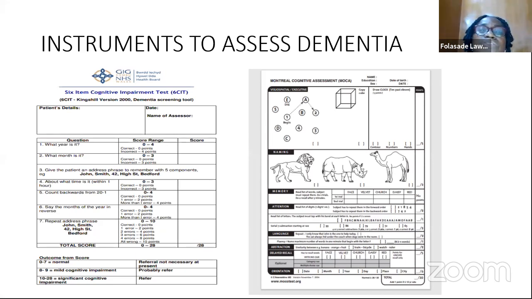This is one of the instruments to assess dementia. It's simple enough for us to use. We might need to get some training so that we use them very appropriately, because it might be misinterpreted, especially in not too literate patients. But these are simple things that we can use, and then we know when to refer and where to refer them to.